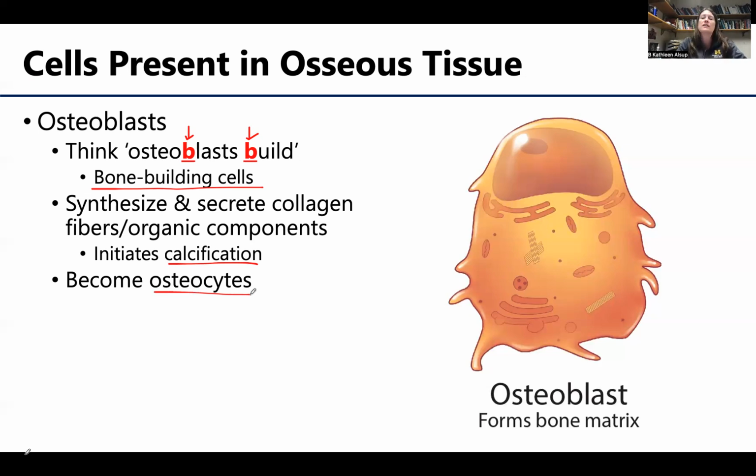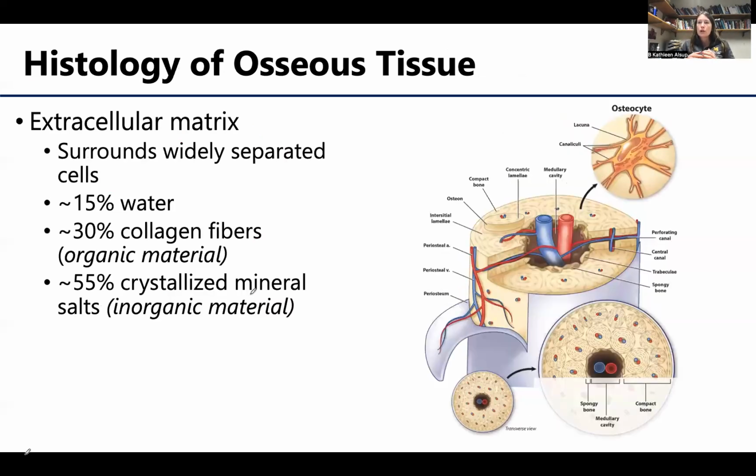But before we talk about osteocytes, I do want to talk a little more about the extracellular matrix, because it's hugely important in understanding what bone actually looks like. Recall that extracellular matrix is the material located between cells. In the case of bone, those cells are really widely separated. You have these cells interspersed throughout, and the extracellular matrix in between. So if you're looking at these pictures here, these are the cells.